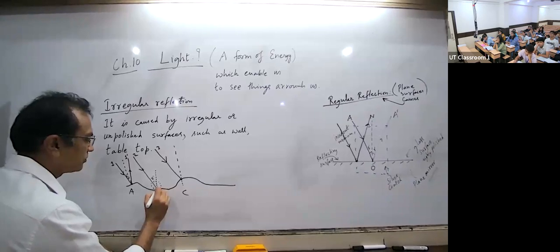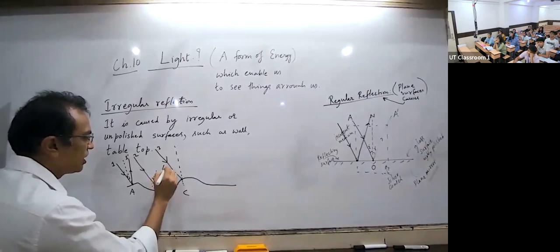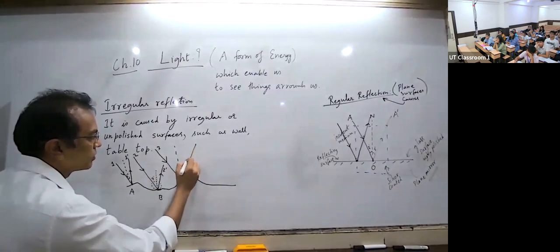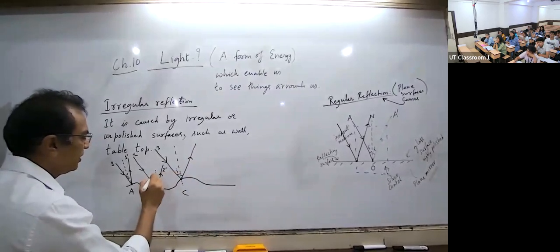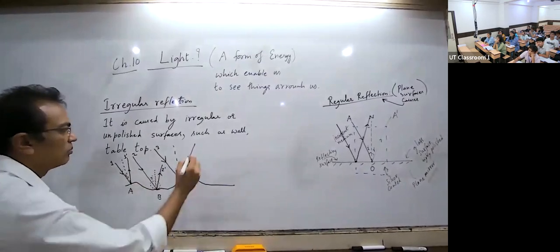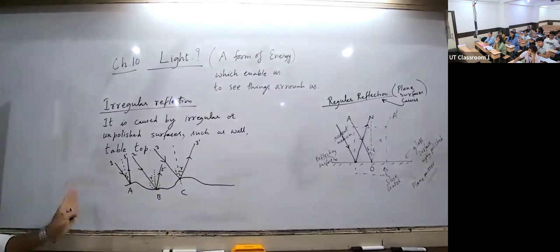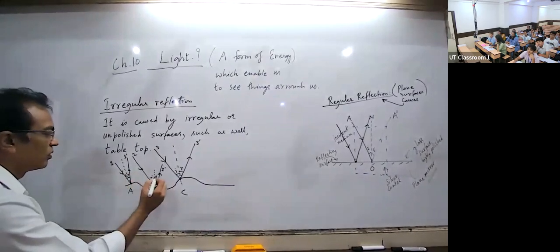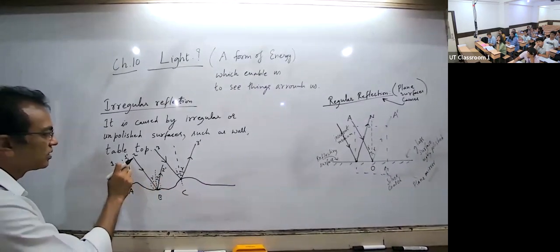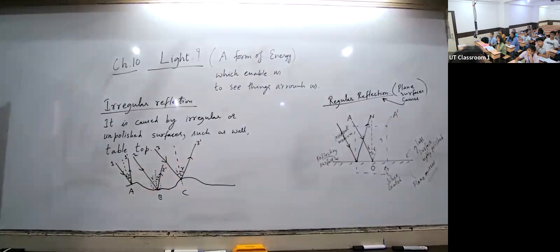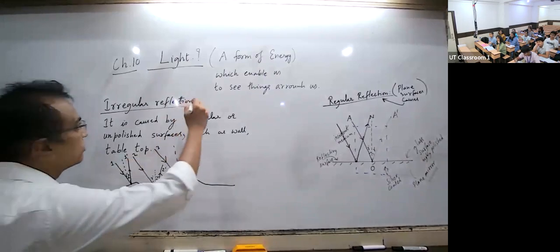This is 2 dash, this is I. You can say I1, I2, I3 and R1, R2, R3. So look at these rays, 1 dash, 2 dash and 3 dash. Are they parallel? No. So this is called irregular reflection, or diffuse reflection.